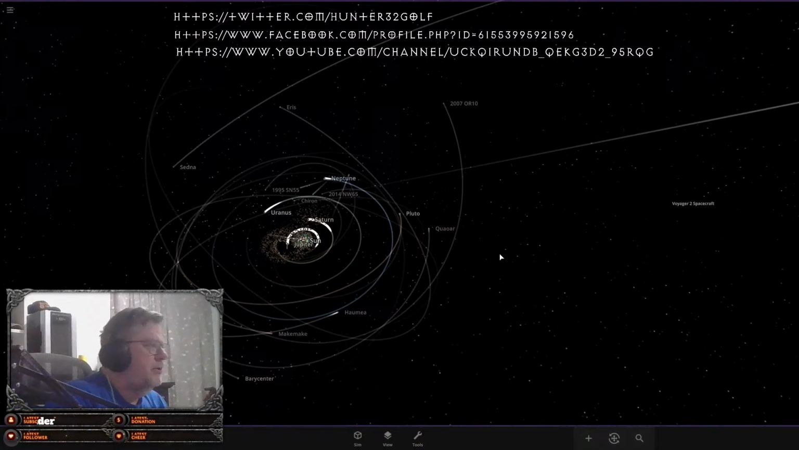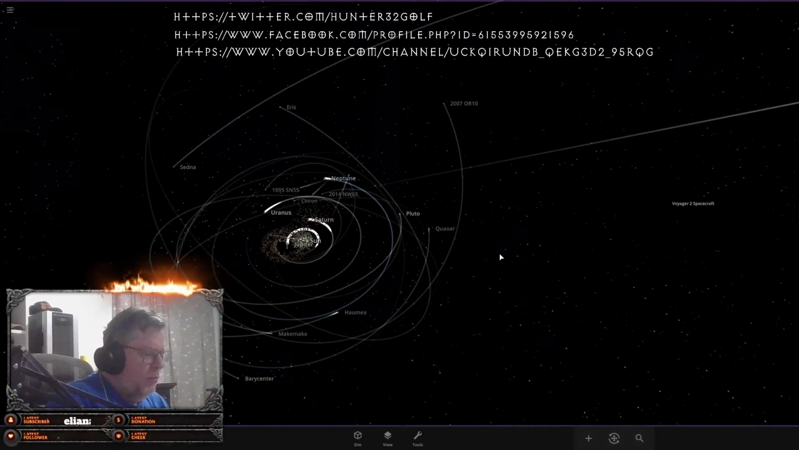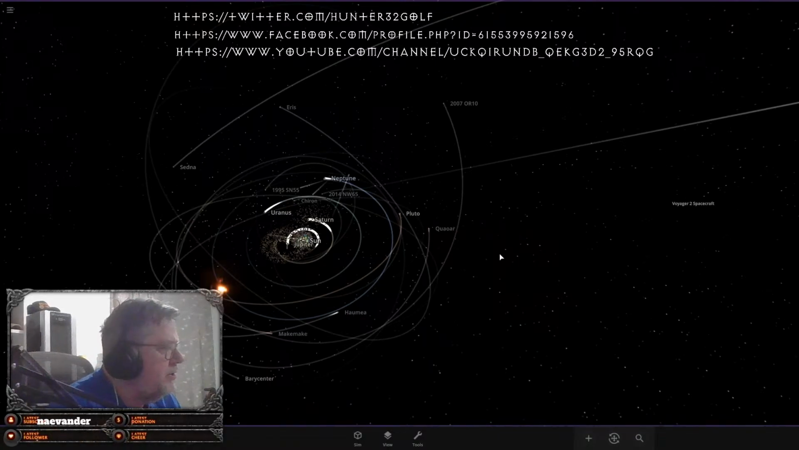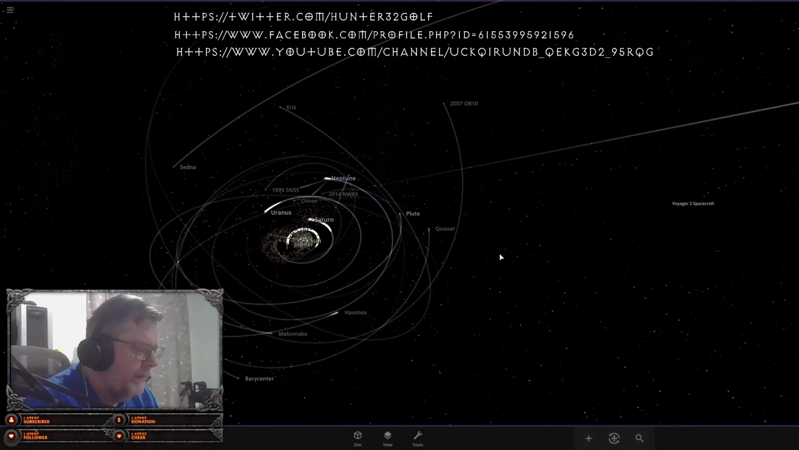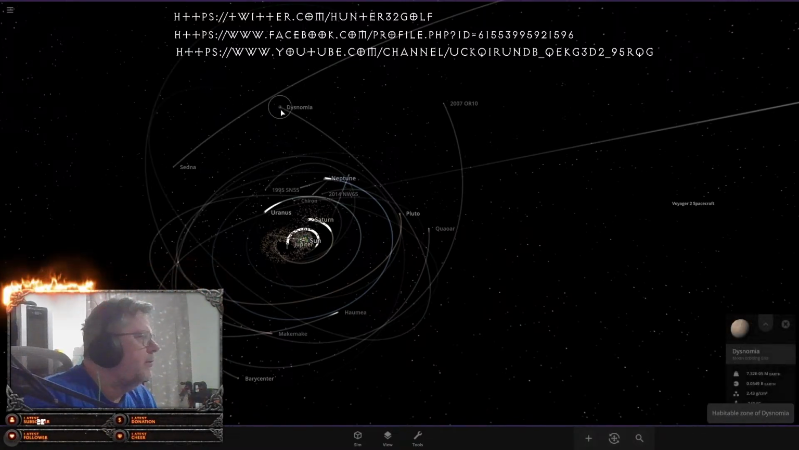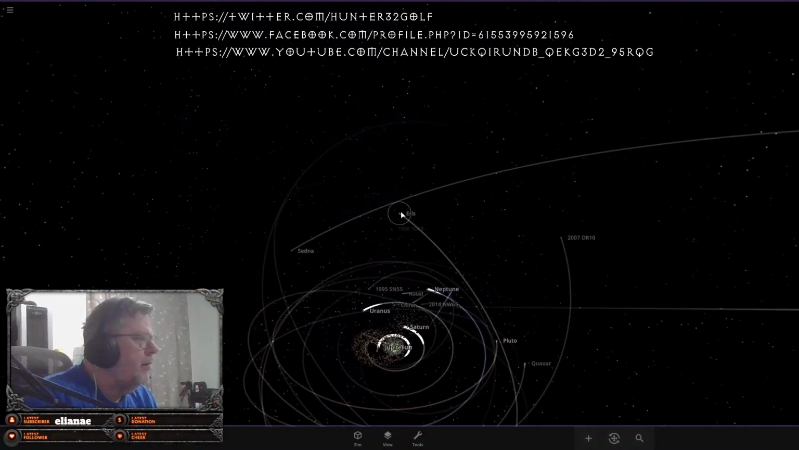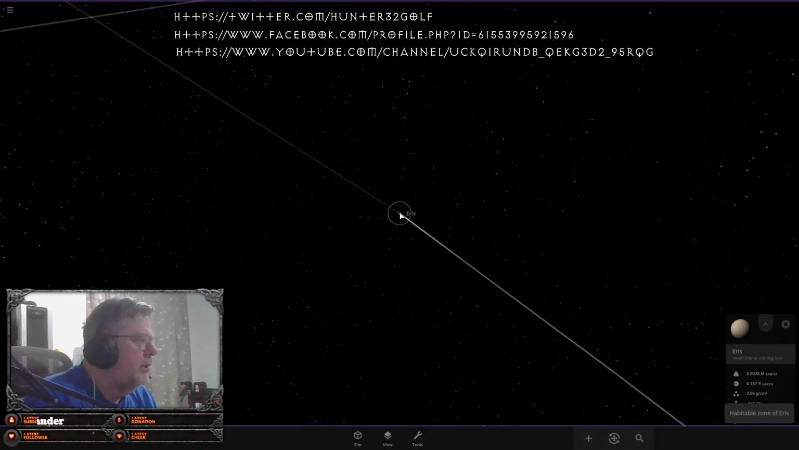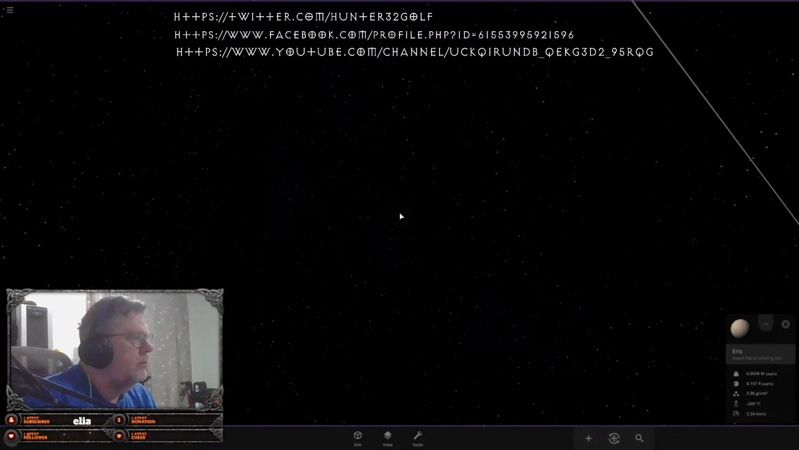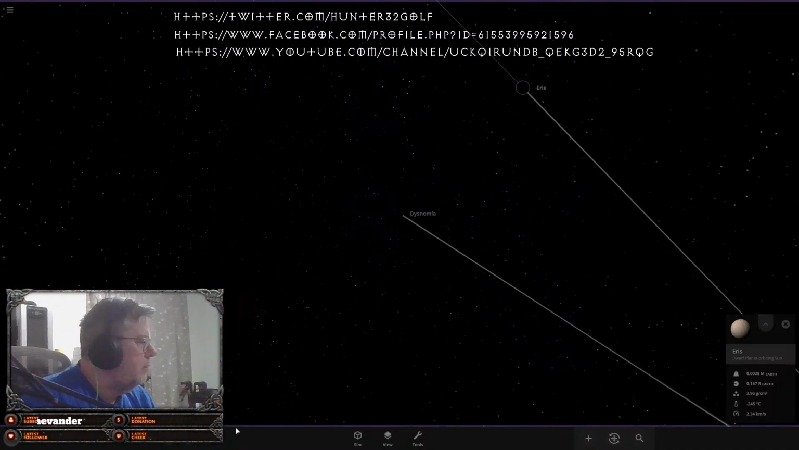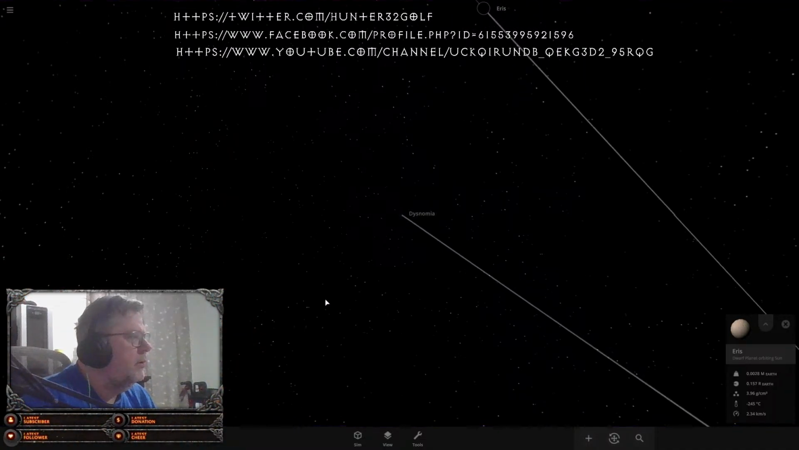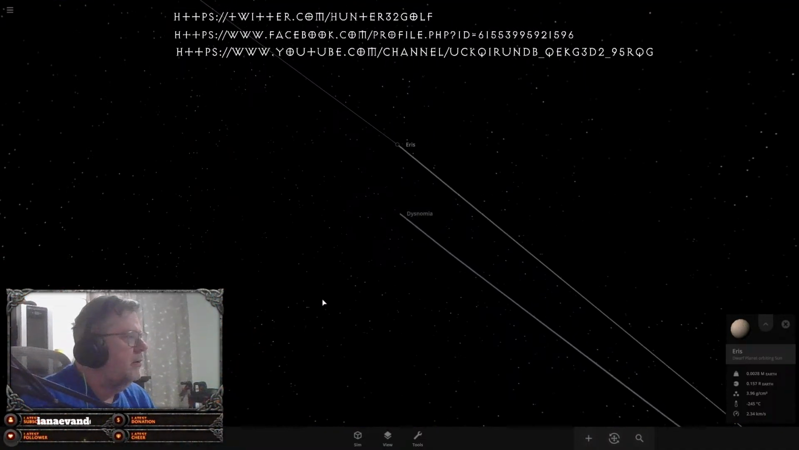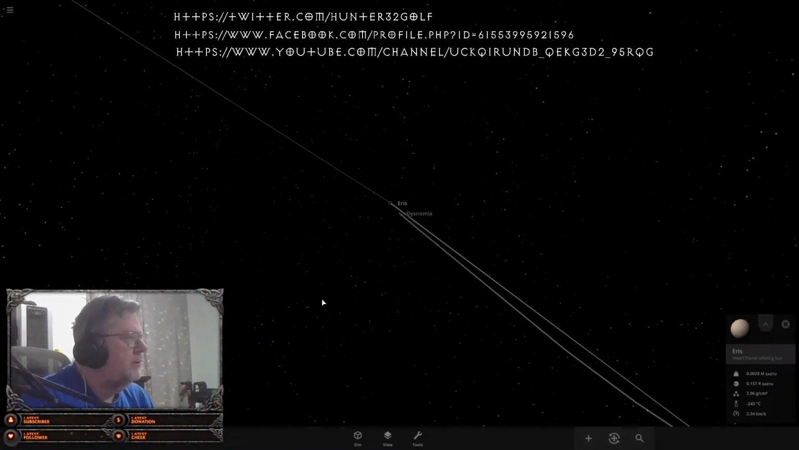Inside the Kuiper belt, we have 4 or 5 dwarf planets that we're going to talk about. The first one is Eris, right here. Eris has one moon, Dysnomia. Let me start and we should be able to see the movement.